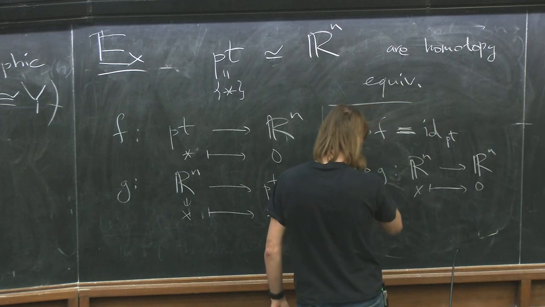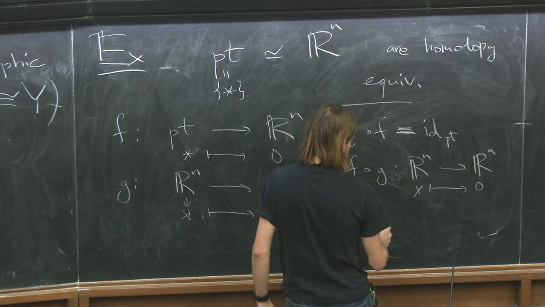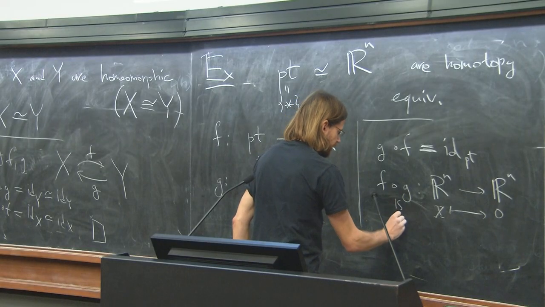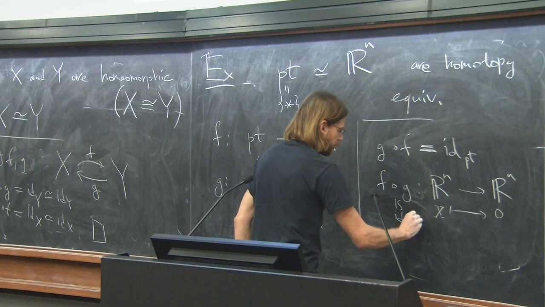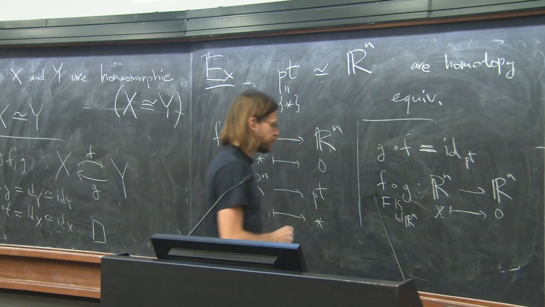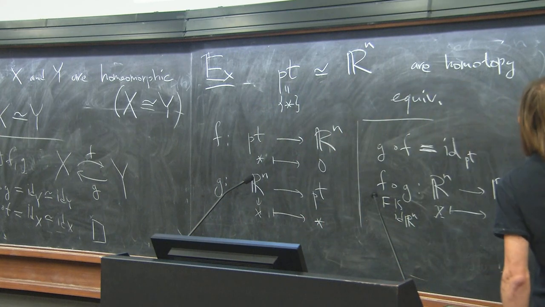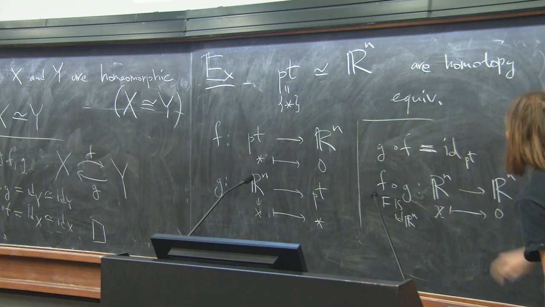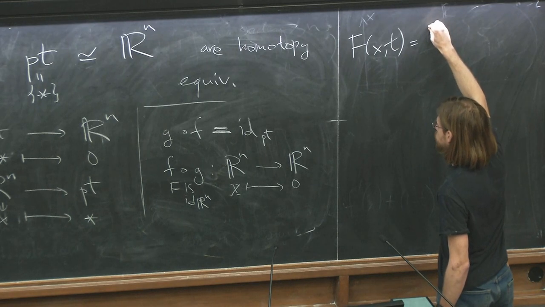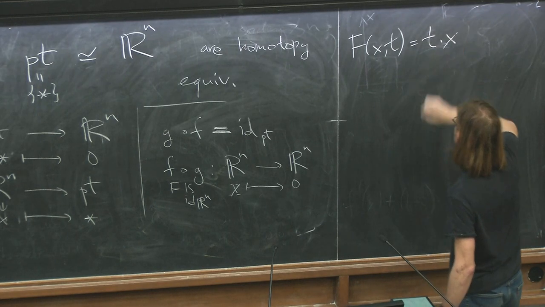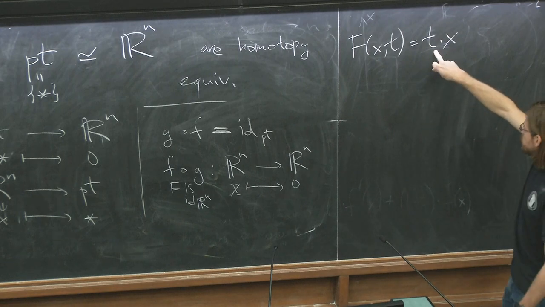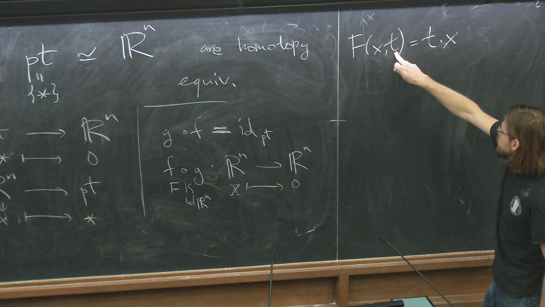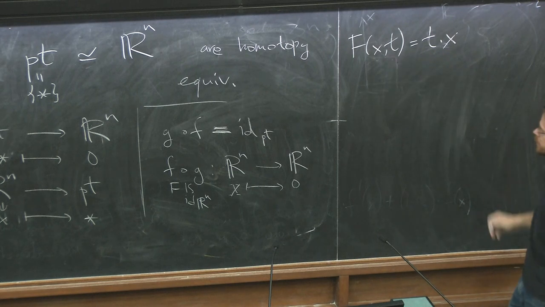So we need to show that this is homotopic to identity on Rn. And the homotopy which realizes this can be taken to be the following. Here x is a point in Rn, and we just take this to be t times x, right? For fixed t equals zero, this map sends everything to zero, and when t equals one, this is identity.